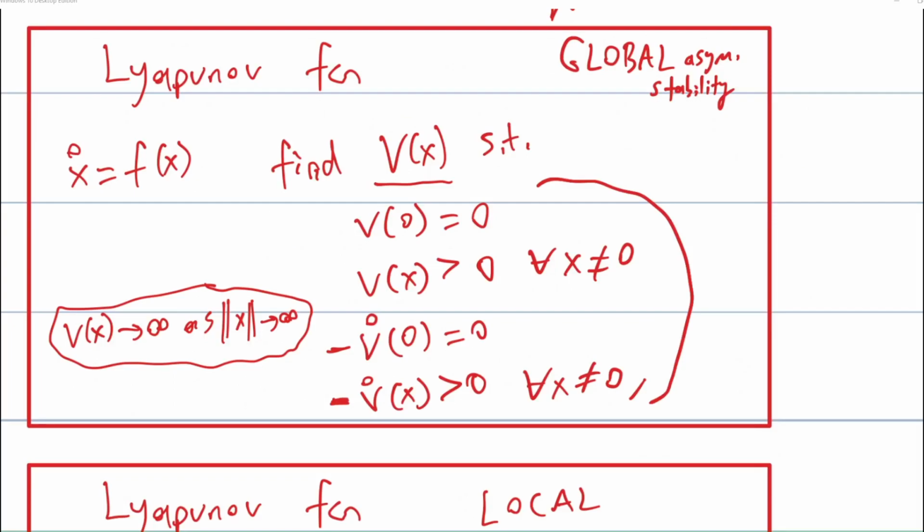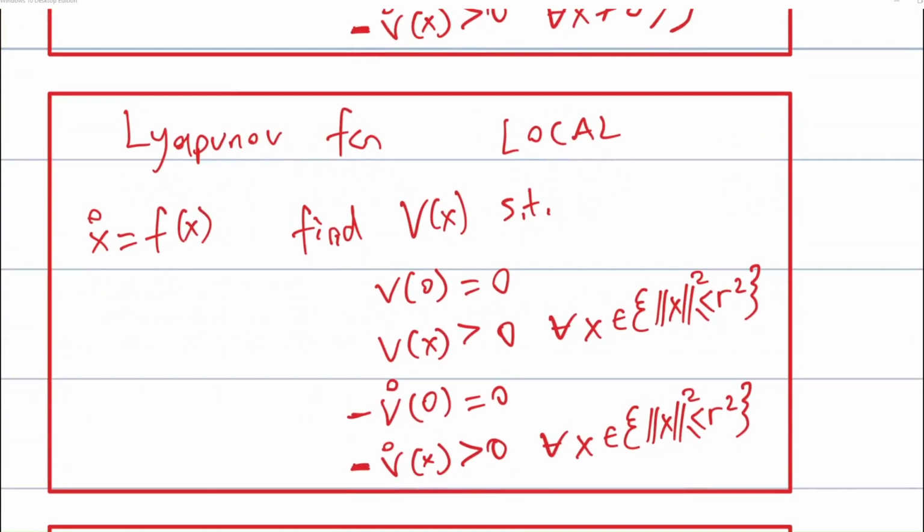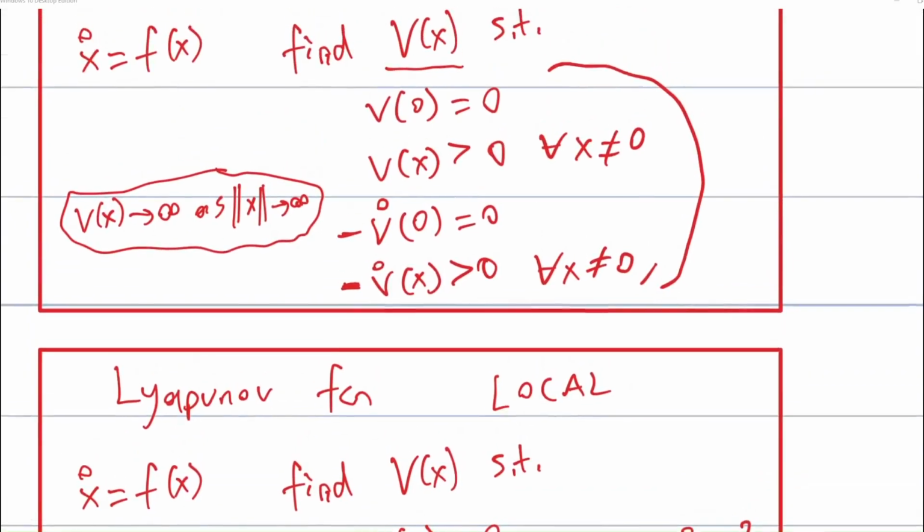How would you express your constraints on your Lyapunov function for the local case? The local asymptotical stability case. And here are the constraints. As you can see, only this part changes. Let's look at this again, right?